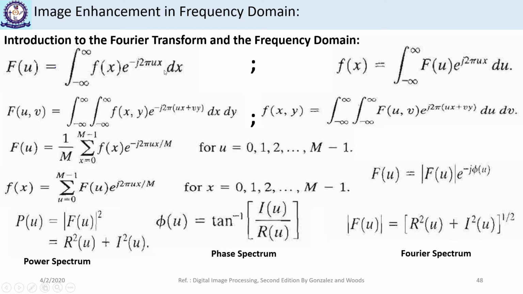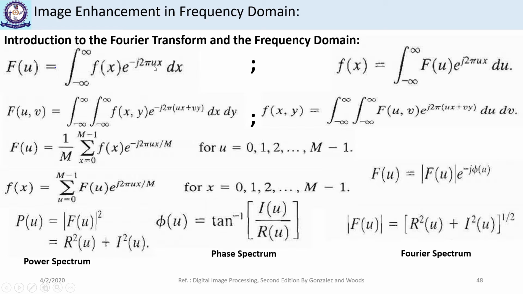Now let's discuss how we get the frequency domain of a signal f(x) that is in the spatial domain. The Fourier transform of f(x), F(u), is given as the integration from minus infinity to infinity of f(x) e raised to the power minus j 2 pi ux dx, where x is the spatial domain variable and u is the frequency domain variable. That means we can say u is the frequency and x is the spatial domain variable.